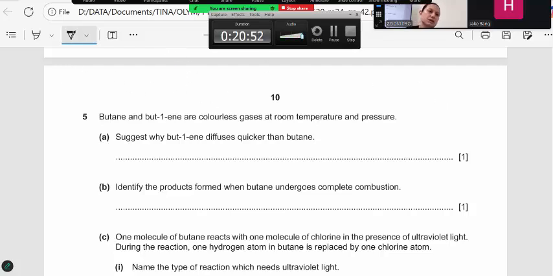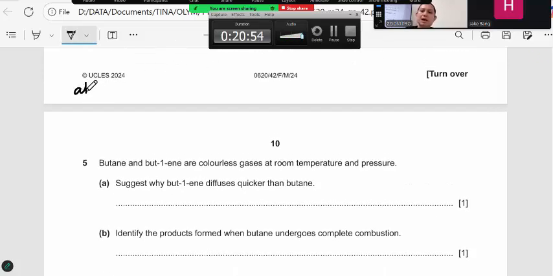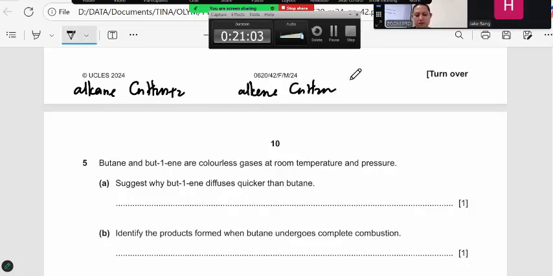Alkane is CnH2n+2. Alkene is CnH2n. Okay, so butane is the alkane with 4 carbons, so it's C4H10. And butene is C4H8. Okay, so why does but-1-ene diffuse quicker?